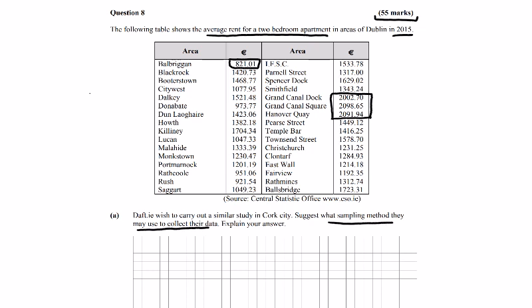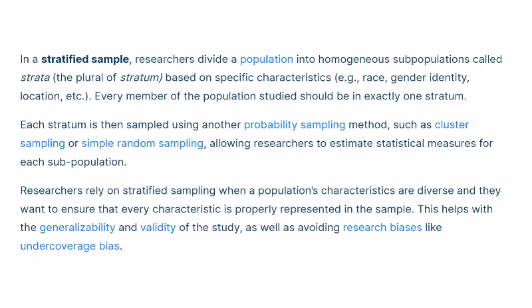So what do you know about sampling methods? Stratified sampling is normally the one that I would give for this. Let's see the definition of it. You can read it here yourself. I think the most important thing about stratified is it ensures that every characteristic is properly represented in the sample, and the characteristics are diverse. So stratified sampling is a good one to use in this case, I think.